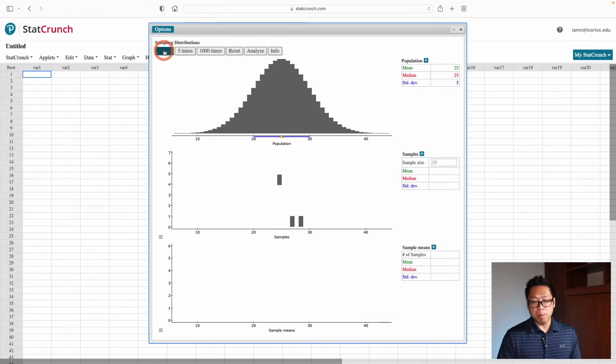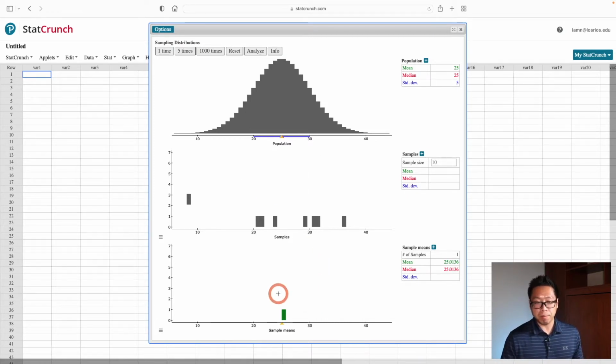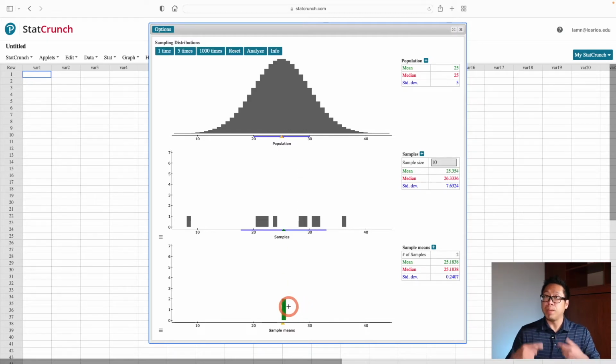Pick 10 random people. We're going to find their average age and then record at the bottom. Pick another 10 random people. Find their average age, and then we'll record at the bottom also. And now let's repeat this many, many times.